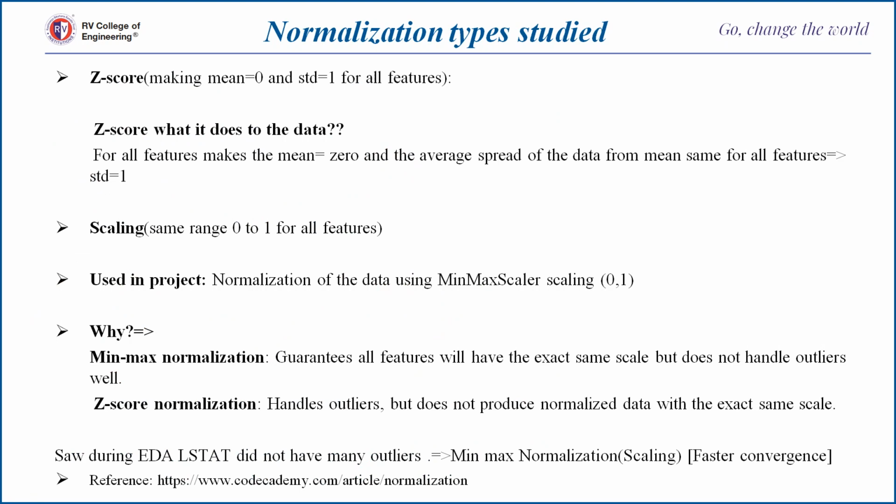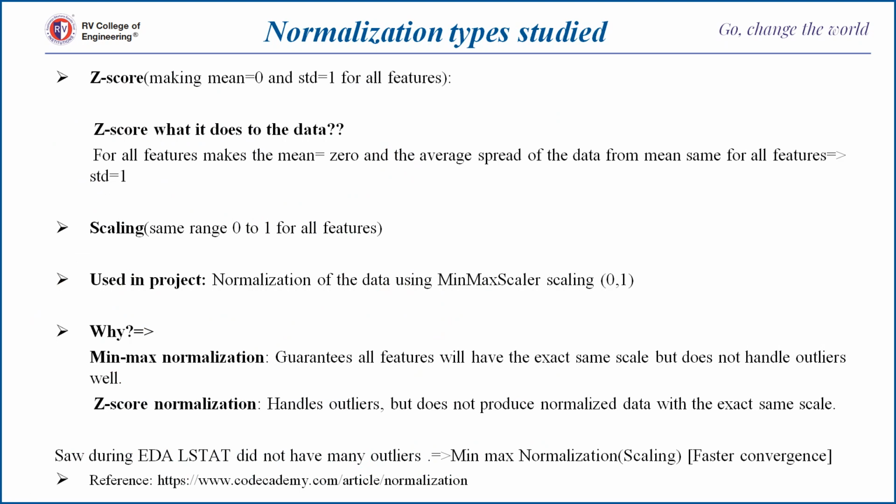These are the types of normalization studied before making the choice for this project. Z-score: what is z-score and what does it do to the data? For all features, it makes the mean 0 and the average spread of data from the mean the same for all the features. That means making the standard deviation 1. And the second method is scaling. Scaling makes the range for all the features between 0 and 1.